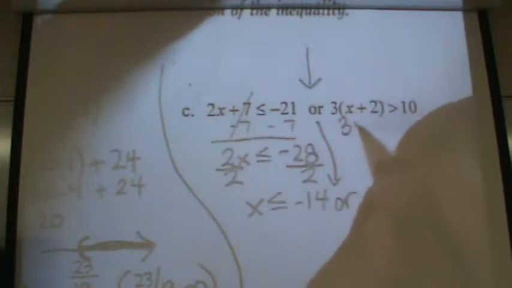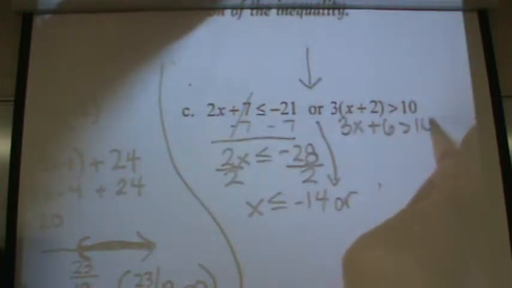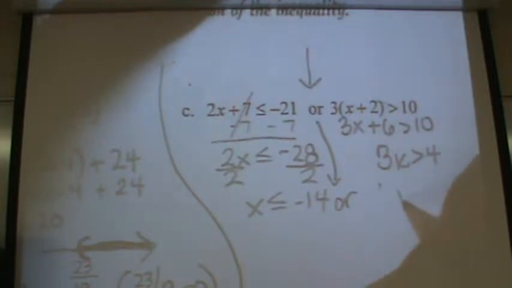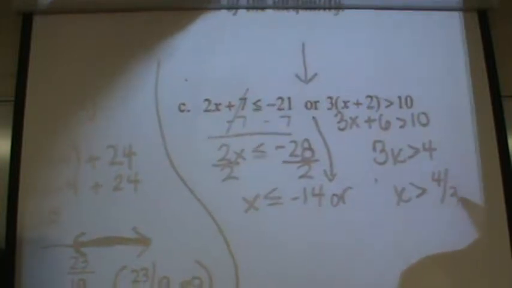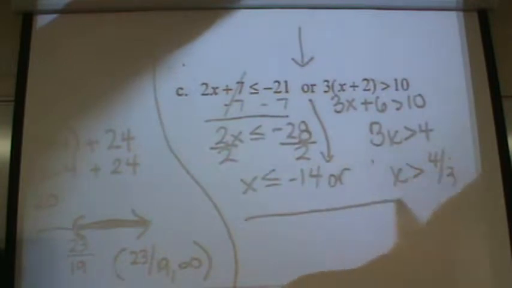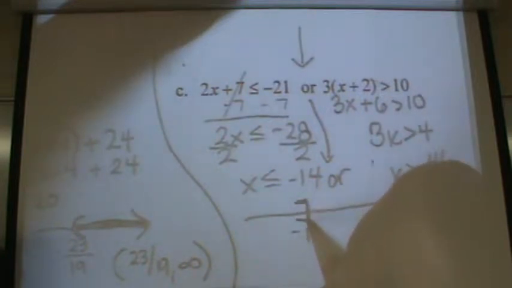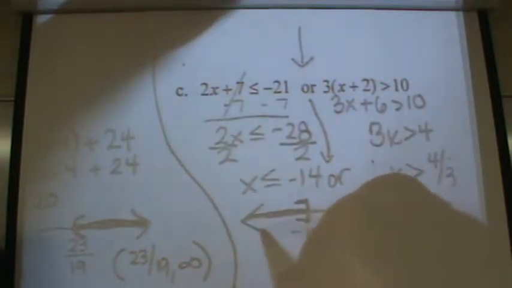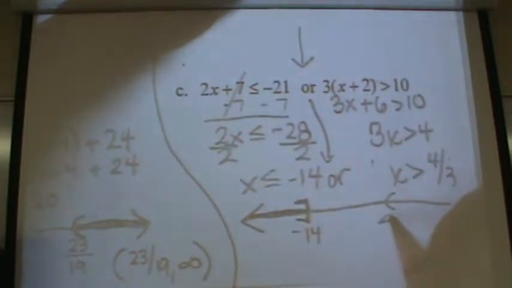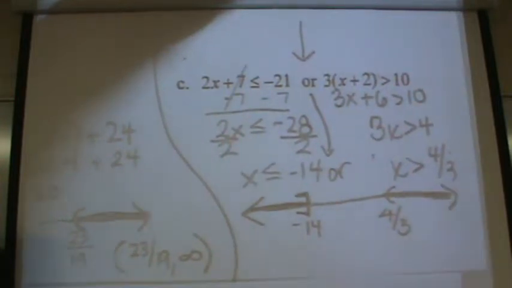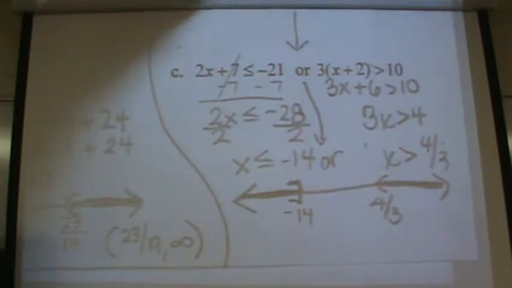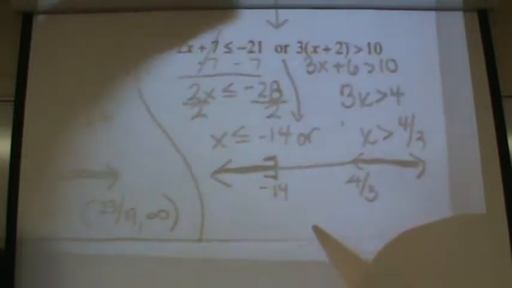Next, quickly, come on. 3x plus 6. Subtract 6, then divide by 3. So 4/3. Okay, so how do you graph this? Plot that. Negative 14, bracket or parenthesis? Bracket, and shade to the left. And 4/3, parenthesis, shade right. And now, for $1 million, can you write this answer in interval notation?